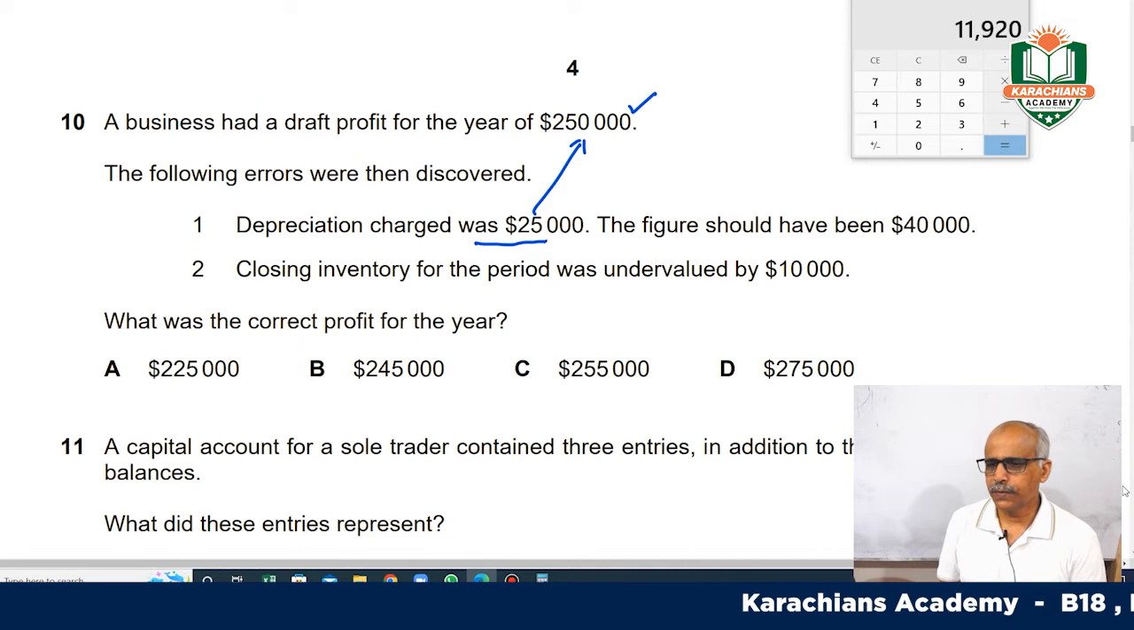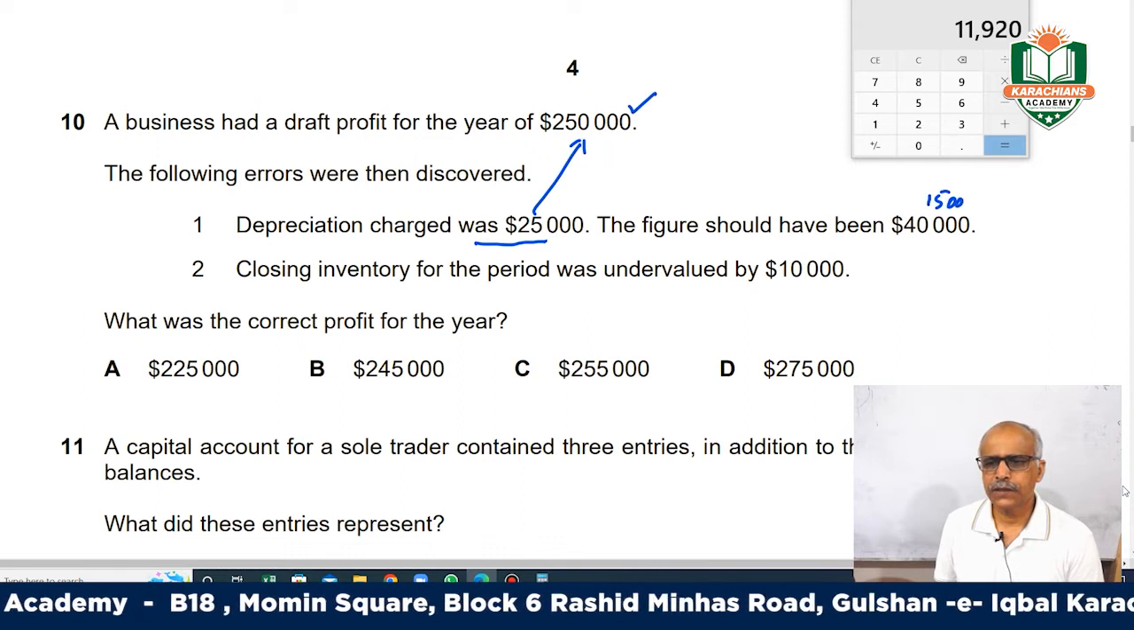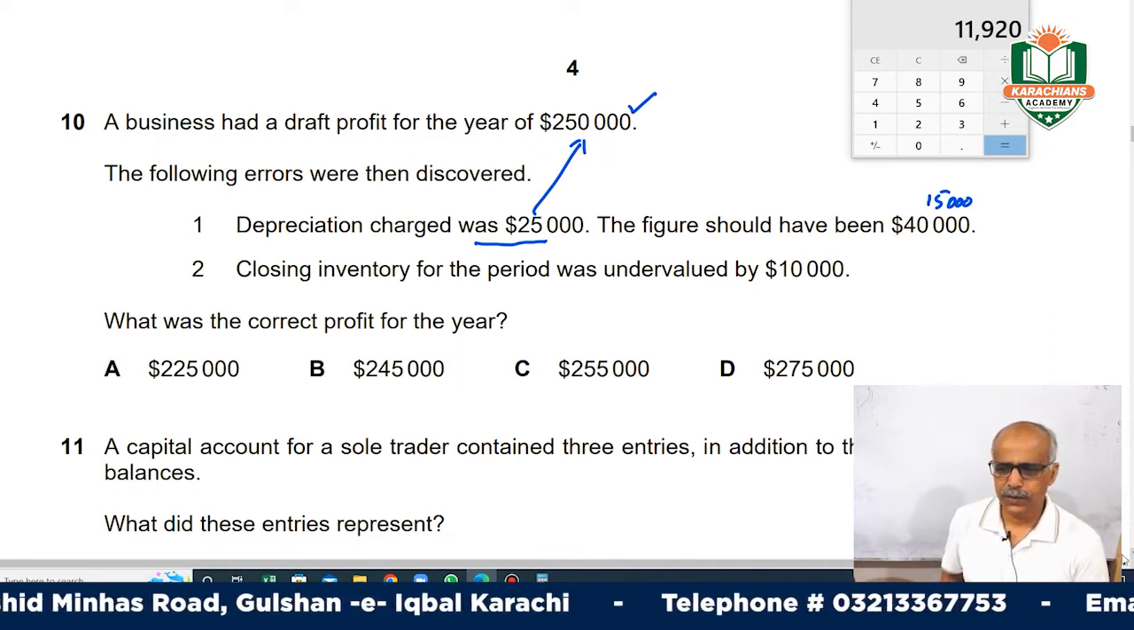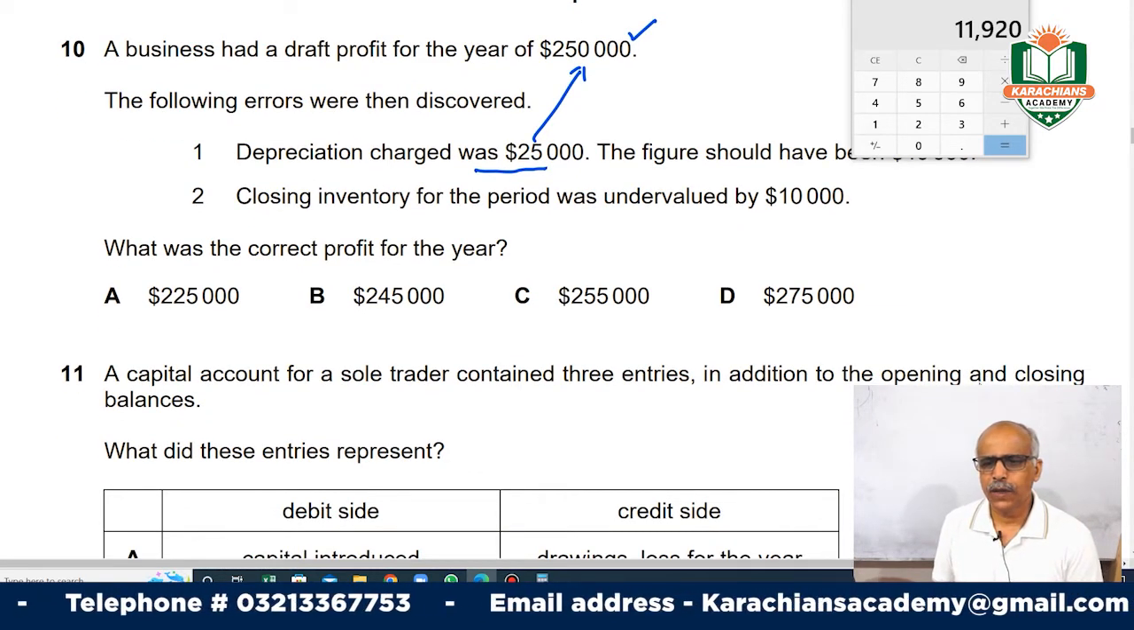The figure should have been 40,000. Okay, they are saying it should be 40,000. It means you undercharged expenses by 15,000. Very easy and very much clear. Closing inventory for the period was undervalued by 10,000.